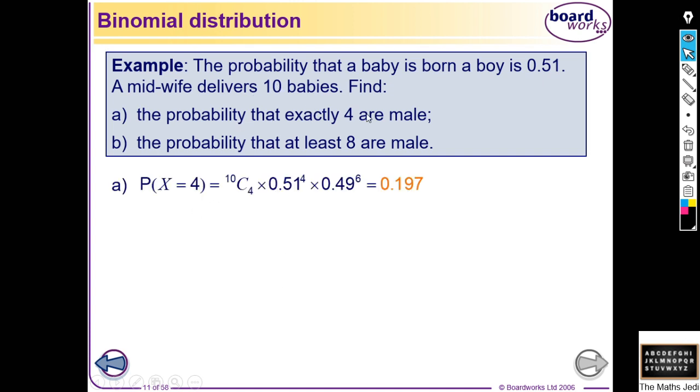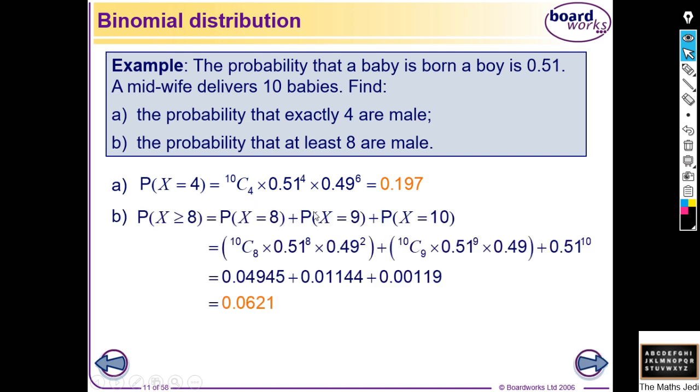If we're looking at exactly 4 of them being male, we need to work out the chance of those different sequences occurring. This is 10 different trials. Choose 4 because there's 4 males. This is the chance of success, the chance of failure, and this is your outcome. To work out at least 8 are male, that's 8 or more. And again, hard to do that unless you're working out 8, 9 and 10, or you could have done 1 minus 7 or less. This is probably the quickest way.